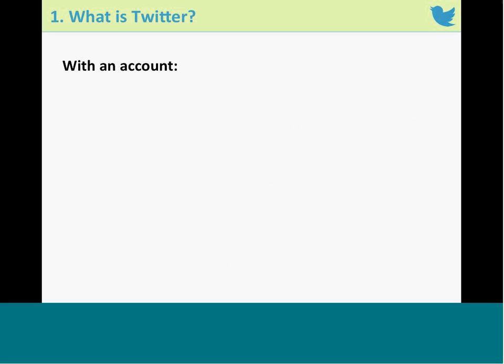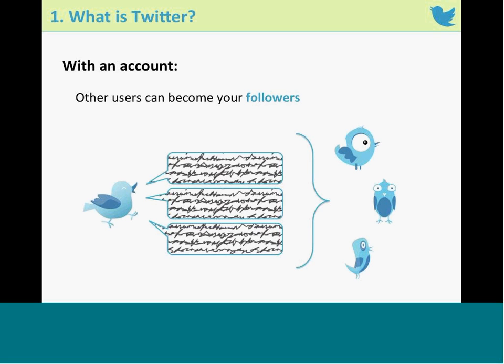And of course, the reverse is also true. Other Twitter users can follow you. And if someone follows you, they're called your follower. And if they're following you, they'll see all of your tweets appear in their Twitter feed. And the number of followers that an account or a person on Twitter has is sort of a proxy for how influential that person is on Twitter.